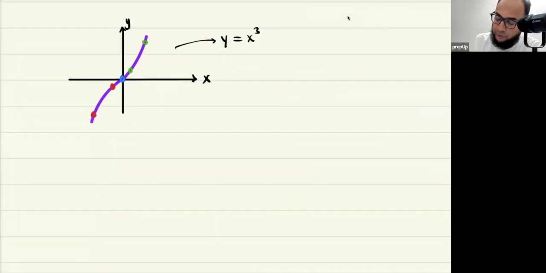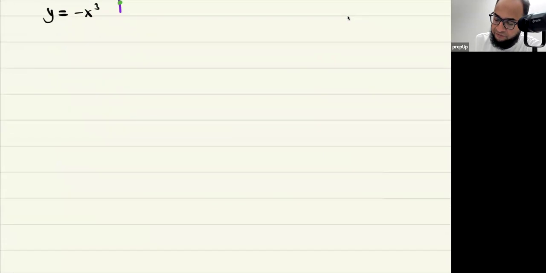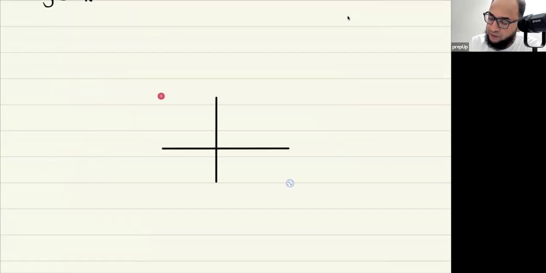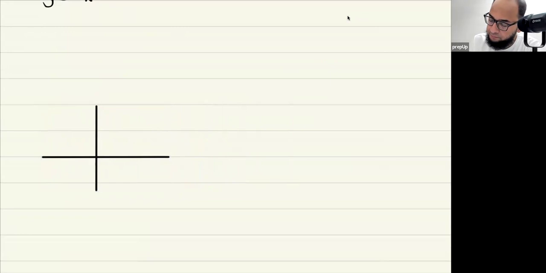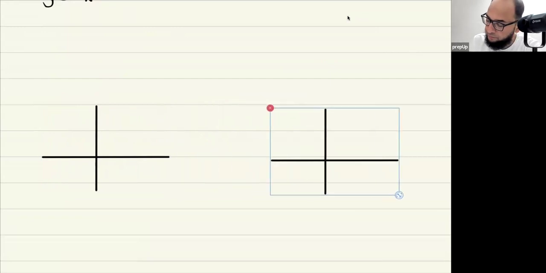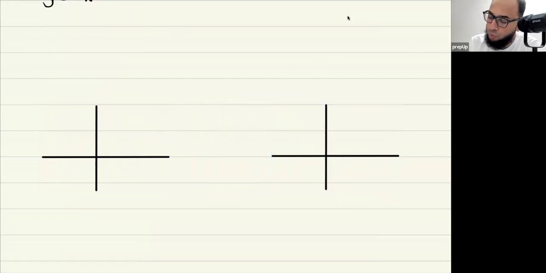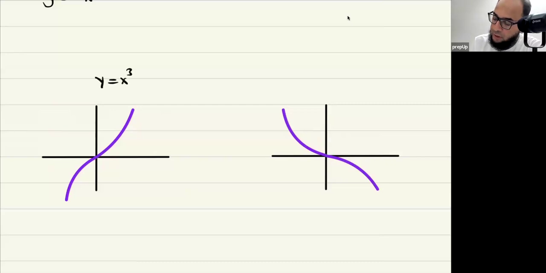Similarly, this is y is equals to x cubed. This is y is equals to -x cubed. Let me draw both of them side by side. Over here, and over here, like this. So now, let me just draw this thing. Like this, like this. This is y is equals to x cubed. y is equals to -x cubed.